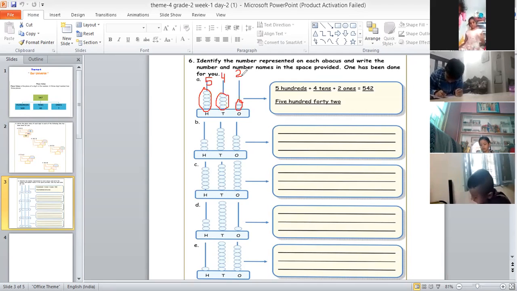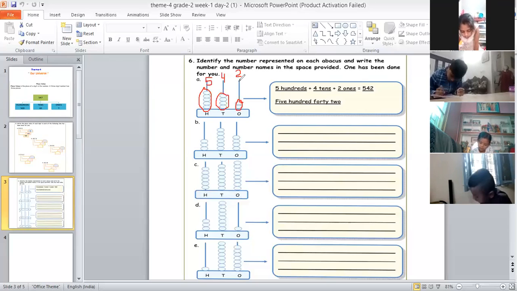What we did, we have counted the number of beads in the hundreds place, in the tens place, and in the ones place. After counting the beads, we have to write that number in the hundreds, tens, and ones places, so that we can find out which number is being represented on the abacus, right? So in the first bit, the number is 542.